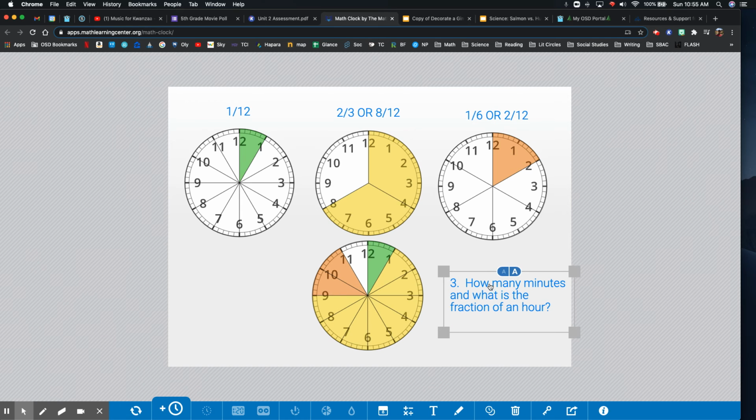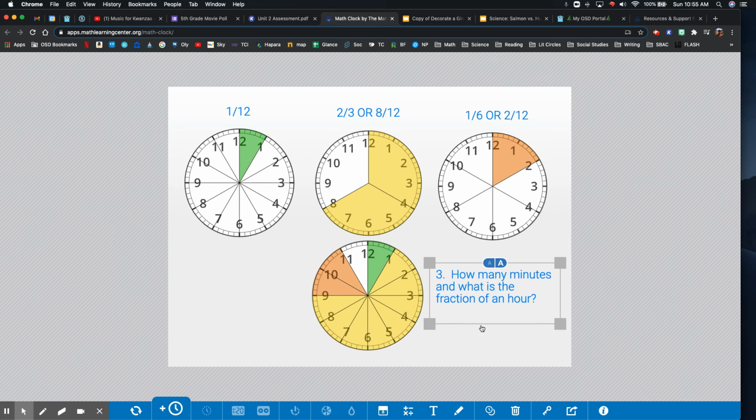So how many minutes? And what is the fraction of an hour? Those are the two questions for number three. So if you look at this, you'll be able to see, I think. Use that if you need it.